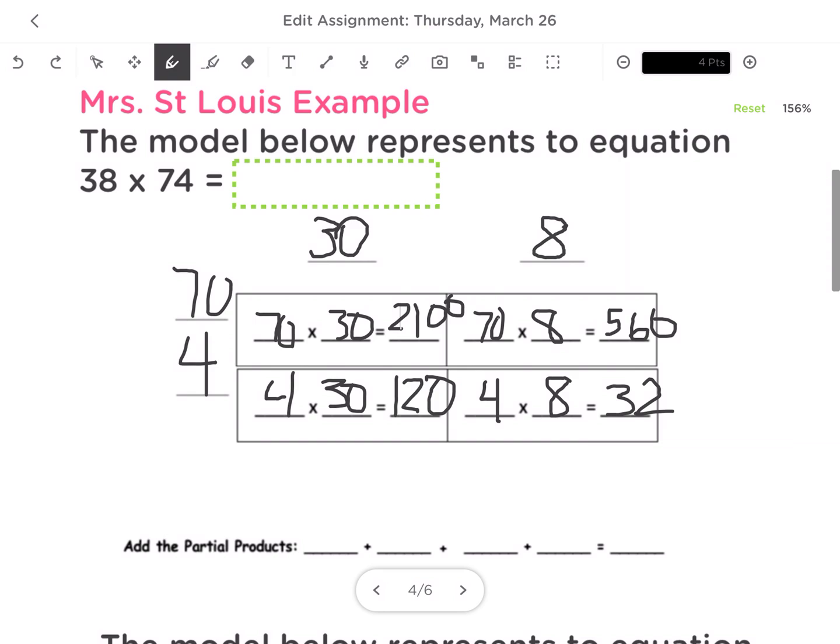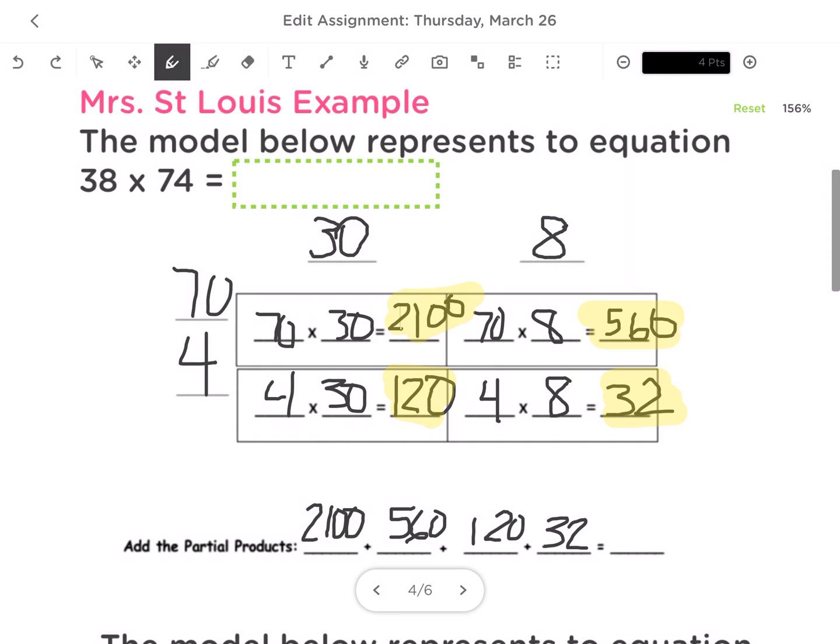So once you have figured out your area model, you are now going to add up the 4 partial products. When I say the partial products, that means these, because these are not completely done yet. Partial means I only have a little bit of it. We need to add them all together to get the full product. So I'm going to add my 2,100, my 560, my 120, and my 32 to get my product.